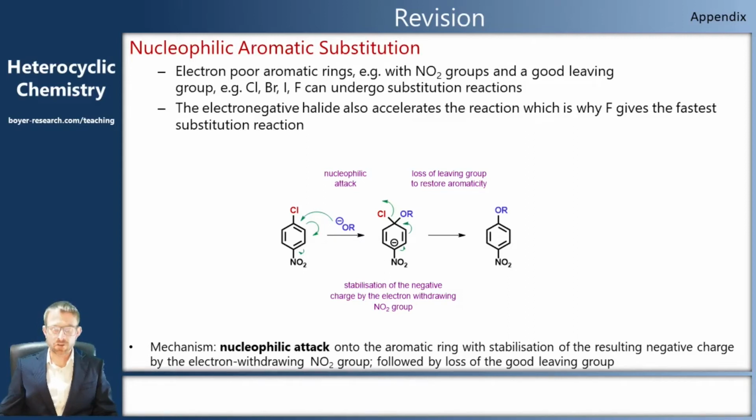Our mechanism involves the attack of a nucleophile. Here we have OR- to the aromatic system. This breaks aromaticity but leaves the negative charge adjacent to the nitro group. And then aromaticity is restored when the charge comes back through and kicks out the chloride leaving group.